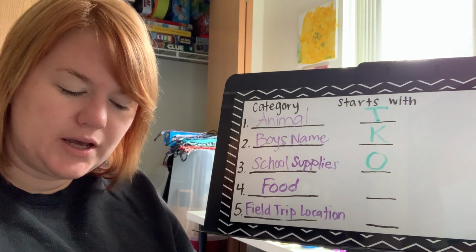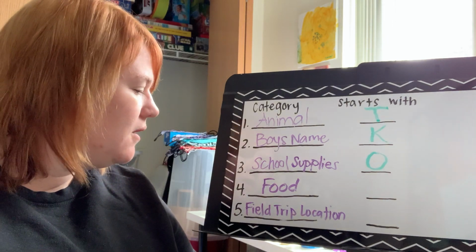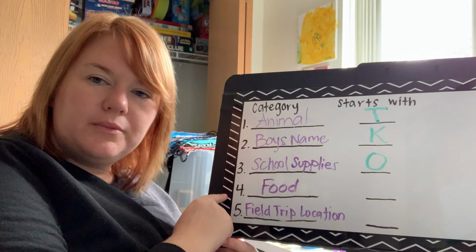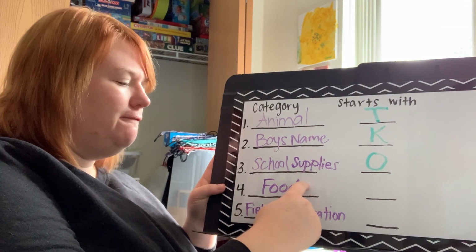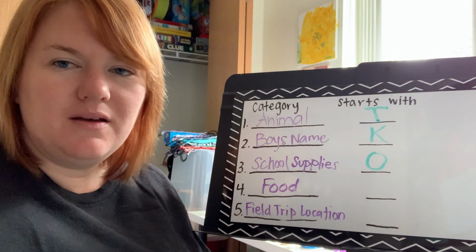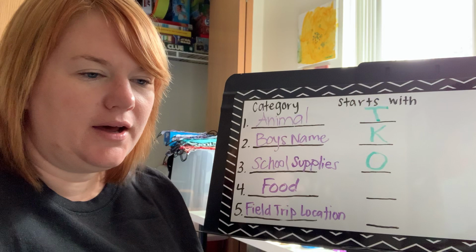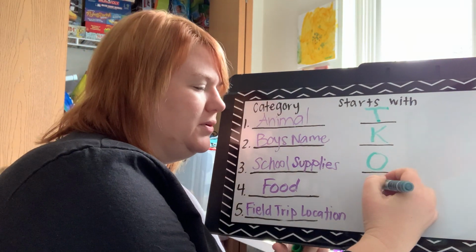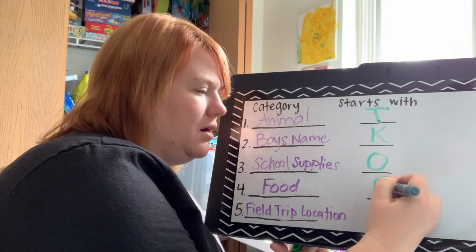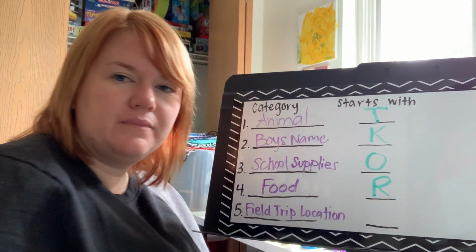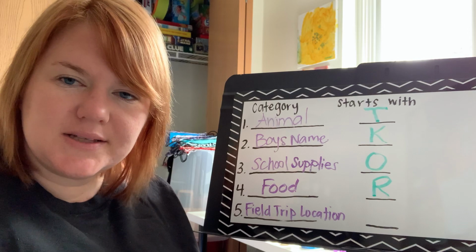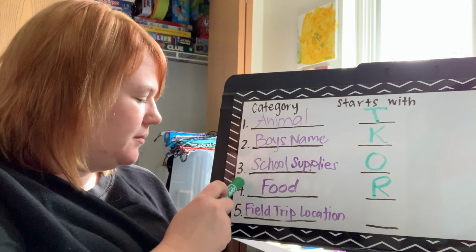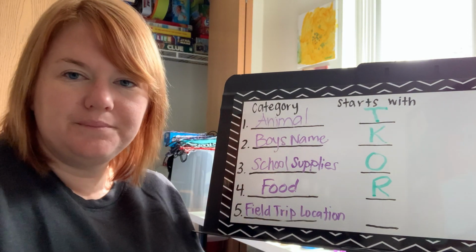Next category is, for number 4, make sure you're in the right spot, food. All right, so our category is food, and we have to think of a food that starts with the letter R, the computer says. R. Okay, so pause and think of your food for letter number 4 that begins with the letter R.